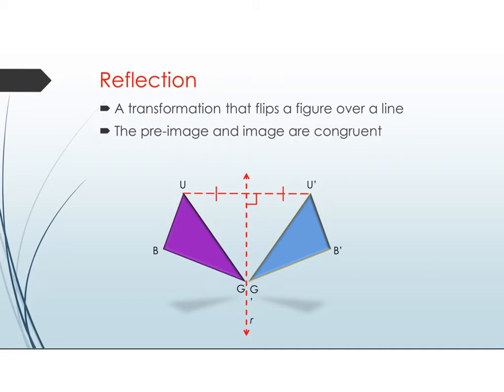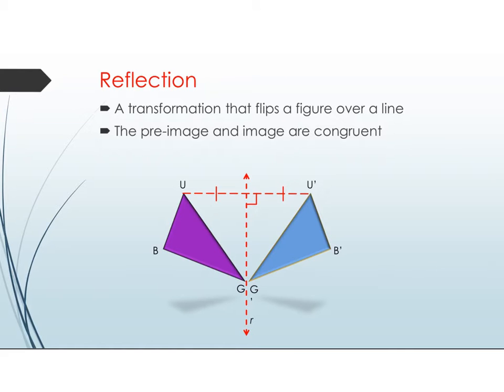Now, a reflection is a transformation that flips a figure over a line. The pre-image, that's what we start with, and the image are congruent. That means that they are exactly the same. Now, I always think of a reflection as flipping the points, not the shape, because sometimes the line of reflection can actually go through the shape.